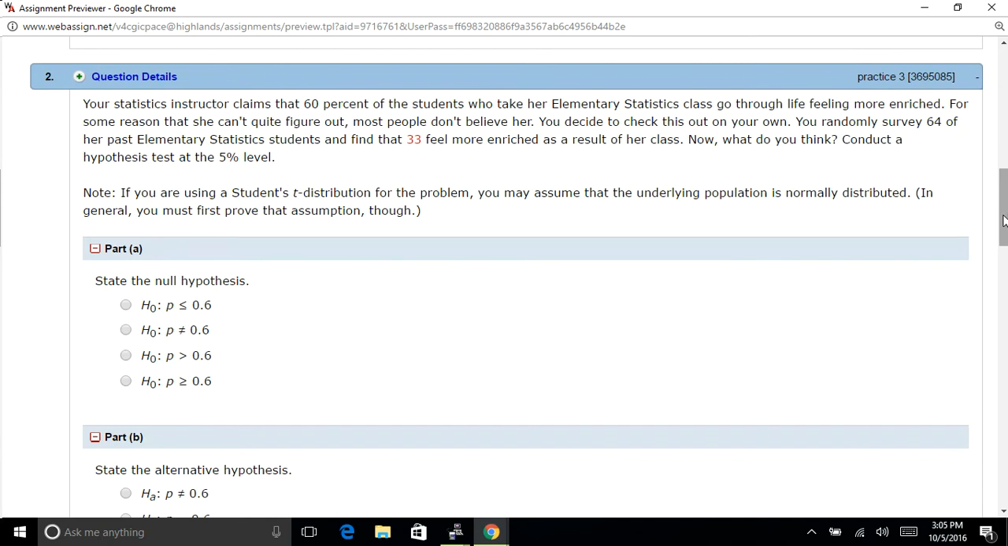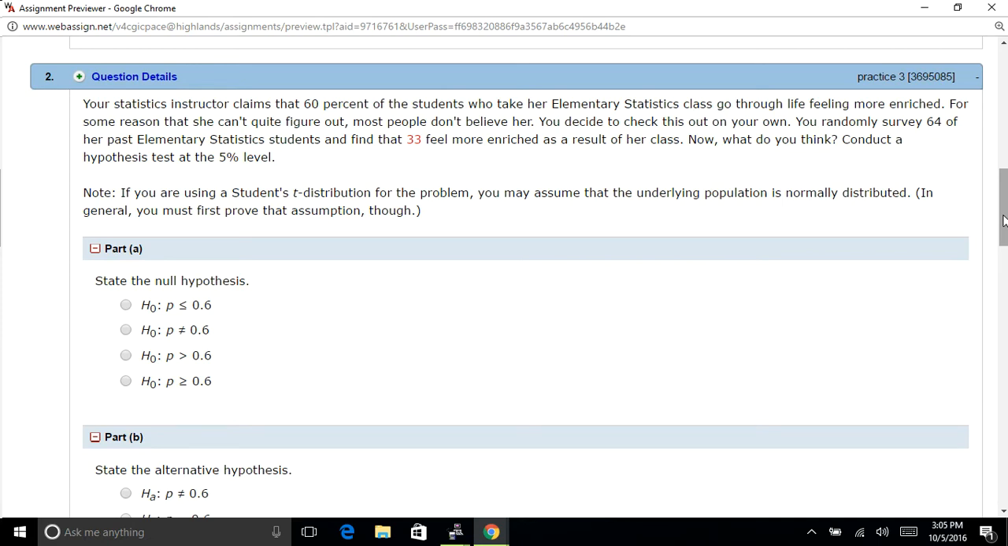Your statistics instructor claims that 60% of the students that take her elementary stats class go through life feeling more enriched. For some reason she can't figure out, most people don't believe her. You decide to check this out on your own. You randomly survey 64 of the past elementary statistics students and find that 33 feel more enriched as a result of their class. Now, what do you think? Conduct a hypothesis test at the 5% level.